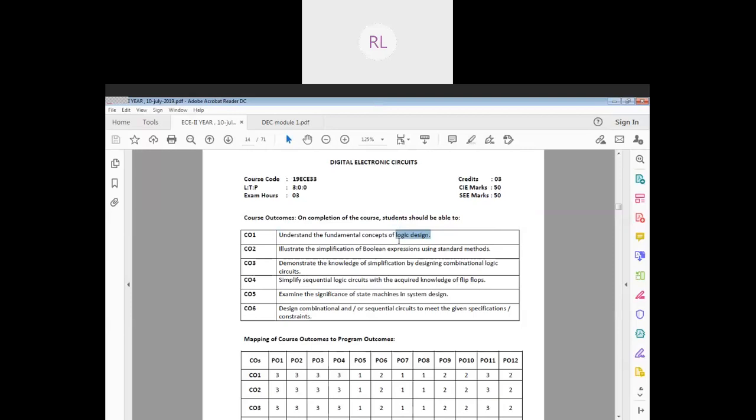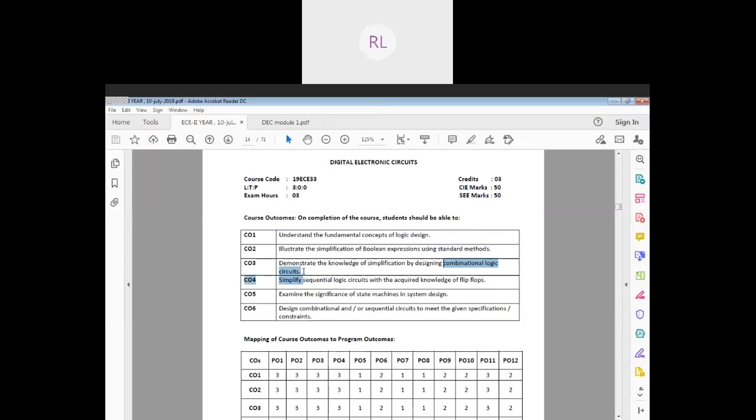Now logic design, when I say, it's going to be your digital designing of a circuit, the digital part. Then how we simplify Boolean expressions. We might have some complex Boolean expressions, so how do we simplify using standard methods? Now when I say standard methods, it's going to be your K-map, which is nothing but your Karnaugh map, or it could be your Quine-McCluskey method. From your syllabus point of view, we will be studying K-maps.